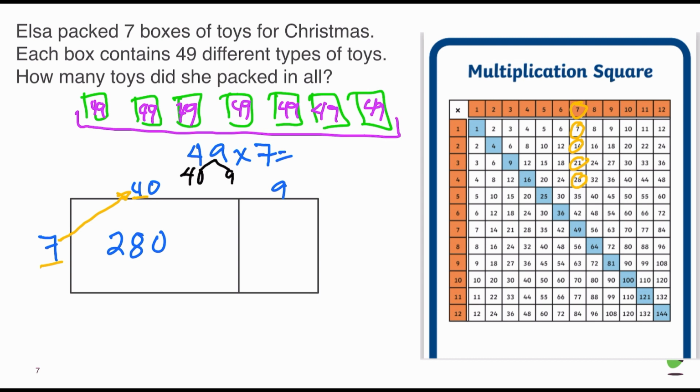Now, let's move on to 9. We will repeat 9 seven times, or it can also be the other way around: we repeat 7 nine times. Okay? So, 9 times 7. Here is 9. We repeat 9 seven times. So, 1, 2, 3, 4, 5, 6, 7. So, we have 63.